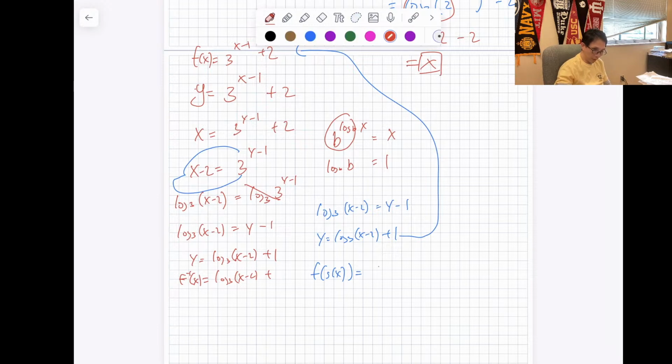So it'll be 3 to the log 3 of x minus 2 plus 1, minus 1 plus 2, right? Yeah. So this cancels out. So that's equal to x minus 2 plus 1 minus 1 plus 2. So this cancels out. That's equal to x. So we have just proved that they are inverse of each other.